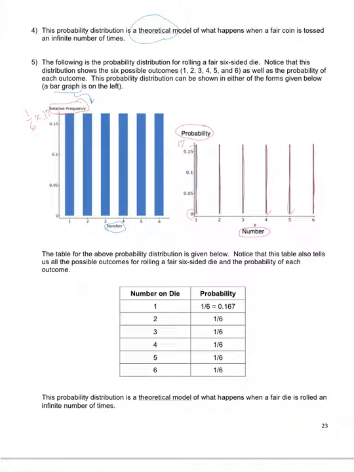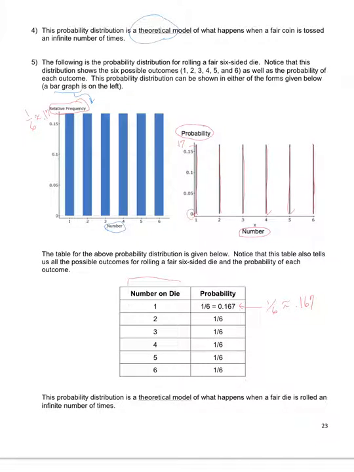Okay. All right, the table for the above probability distribution is given below. Notice that this table also tells us all of the possible outcomes for rolling a fair six-sided die and the probability of each outcome. So right here we can confirm that 1 out of 6, so one number out of the 6 possible, is about 0.17 or 0.167 if we want to be more exact.